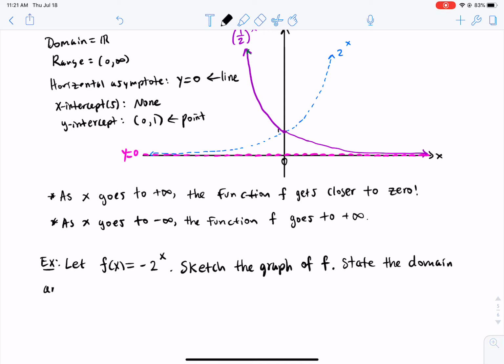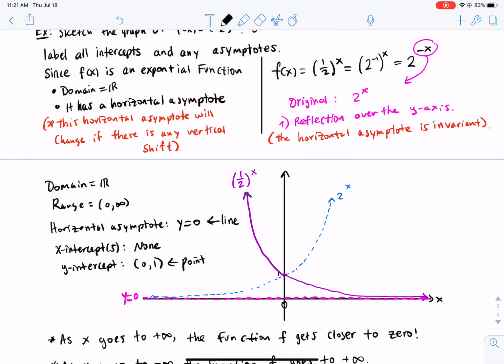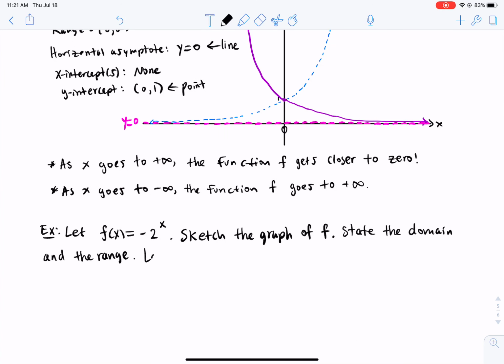And the range. And finally, I want to label all intercepts and asymptotes. So before we had a y-intercept, and this was at the point (0, 1). I forgot to label that.